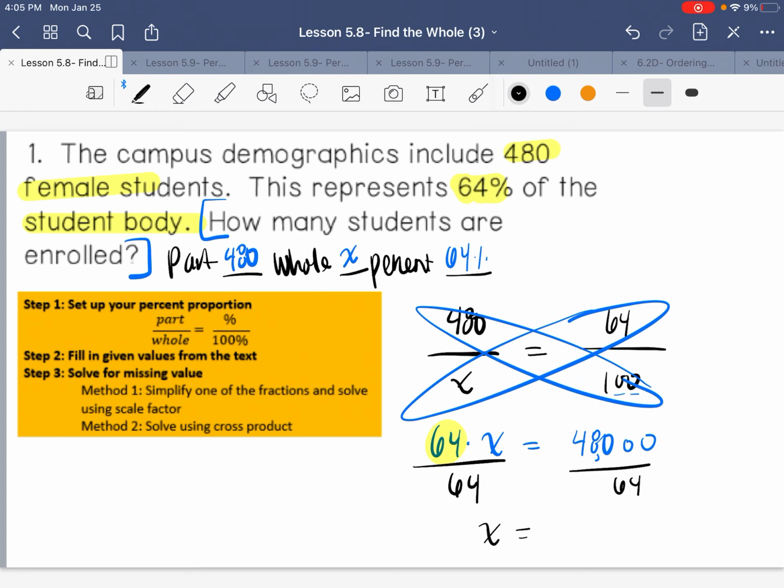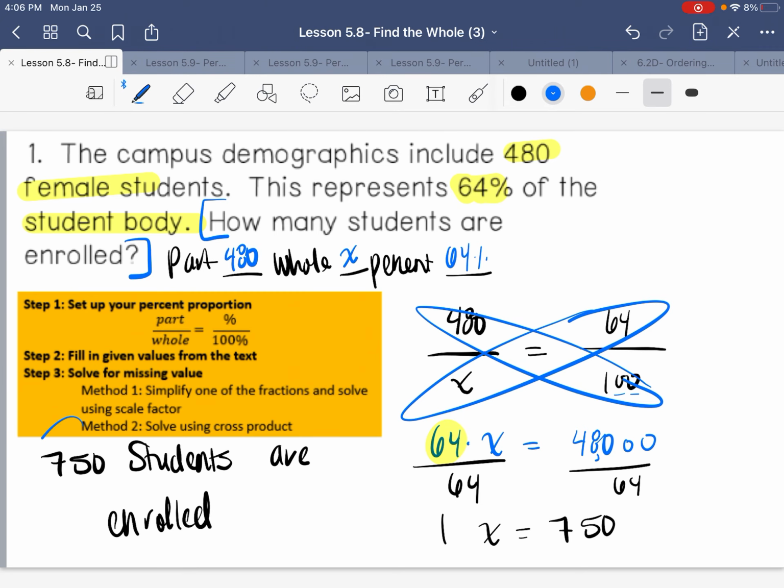X is equal to, let's do 48,000 divided by 64. X is equal to 750. So what does it mean for X to be 750? It means that that is how many students are enrolled. That's my total, that's my whole. So when I write a sentence, I can put 750 students are enrolled. This is my total.